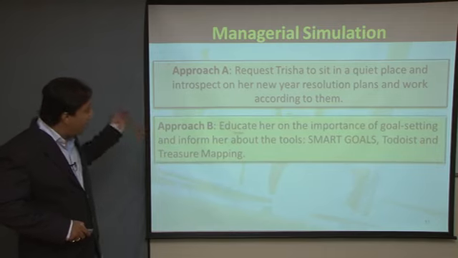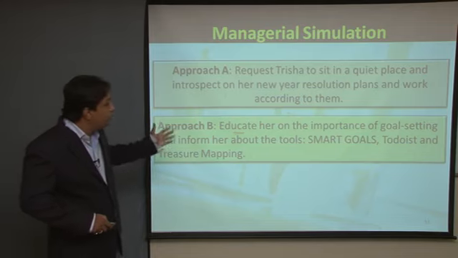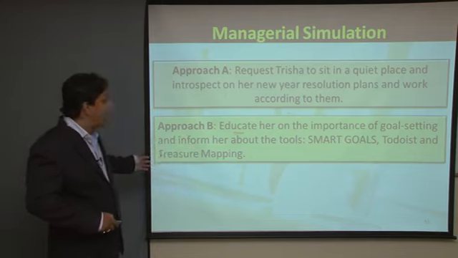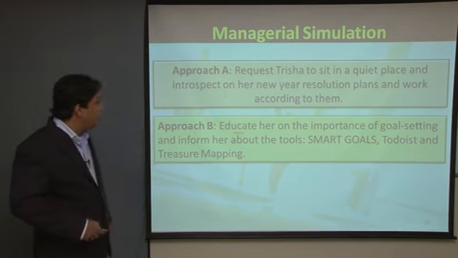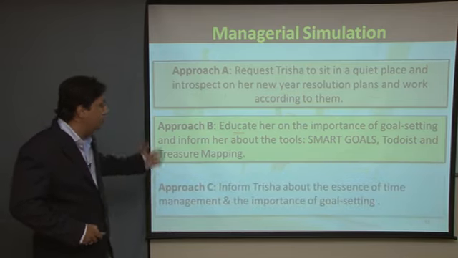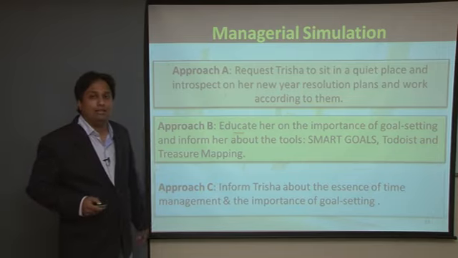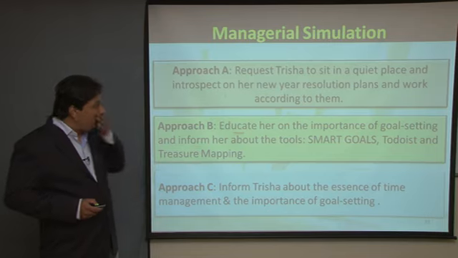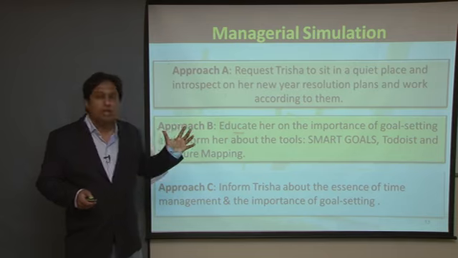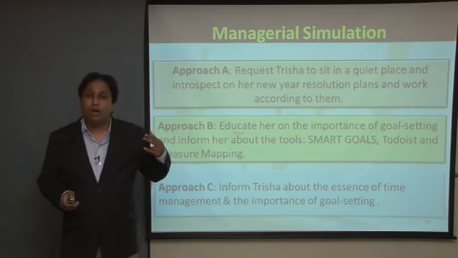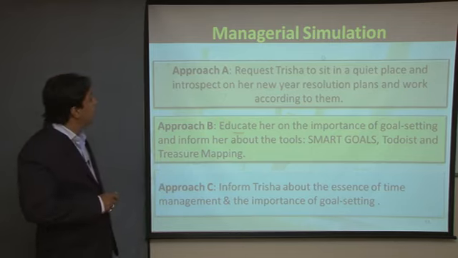Approach B is to educate her on the importance of goal setting and inform her about the tools: SMART goals, Todoist and treasure mapping. And the third approach, approach C, is to inform Trisha about the essence of time management and the importance of goal setting. Now friends, you can pause the video, look at these approaches and think of the best approach. Once you hit the play button, I will take you through the first approach, which is approach A.